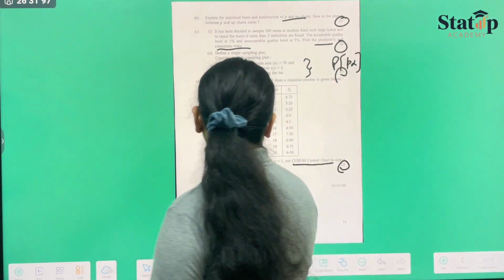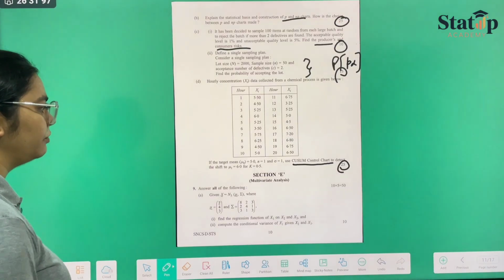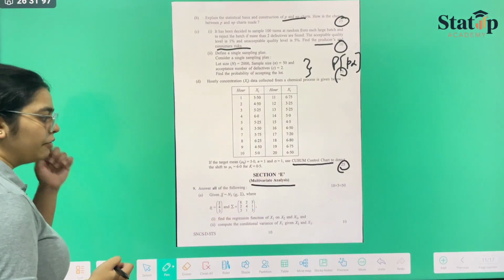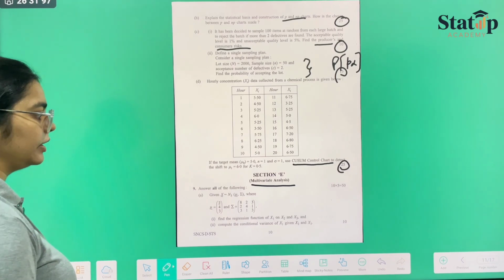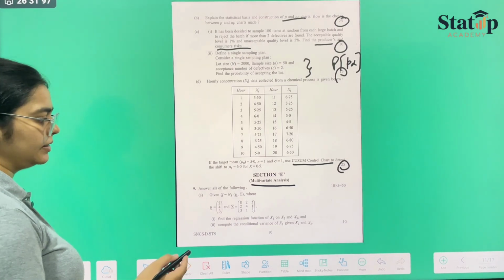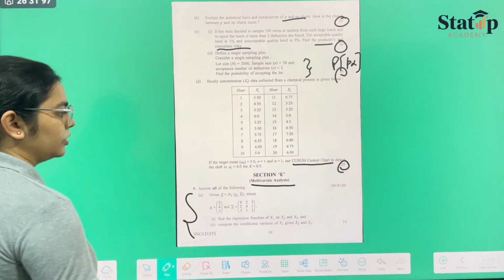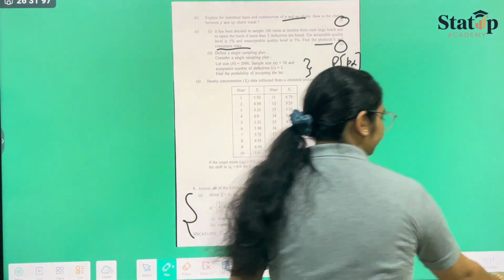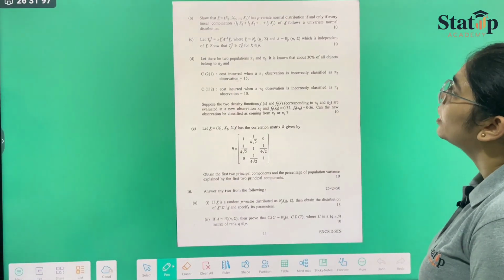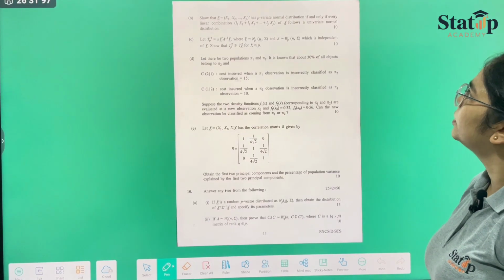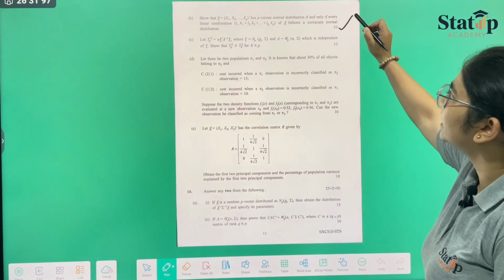Now moving towards the 5th section, which is multivariate analysis. So here, first part, they have asked us about the regression function x1 on x2 and x3 and conditional variance x1 given x2 and x3. So this was of 10 marks. Show that p-variate normal distribution is linear combination of univariate, 10 marks again.